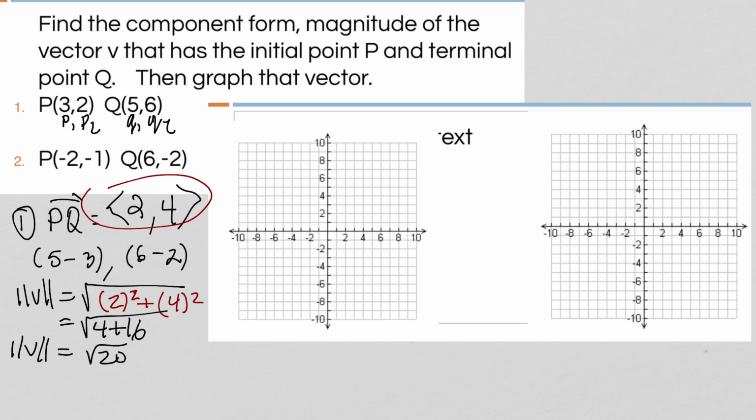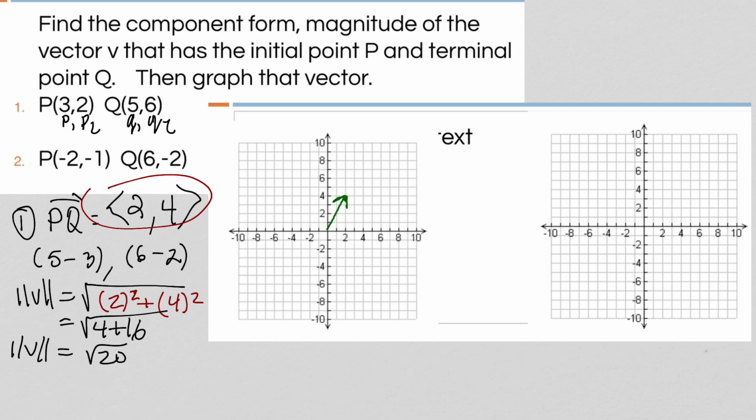Now, if I am going to graph it, I'm going to be graphing the actual component form of the vector, which is the 2, comma 4. So 2, comma 4 right here. And the arrow is always going from my origin towards the direction of that vector, and there it is.